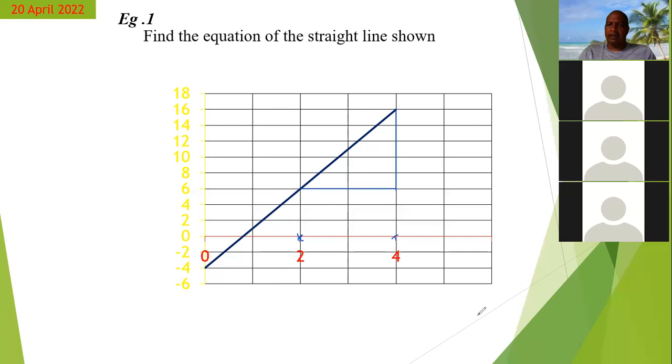All right, very good, Miss Wisdom. Anybody else got that value to be the gradient? Miss Green?